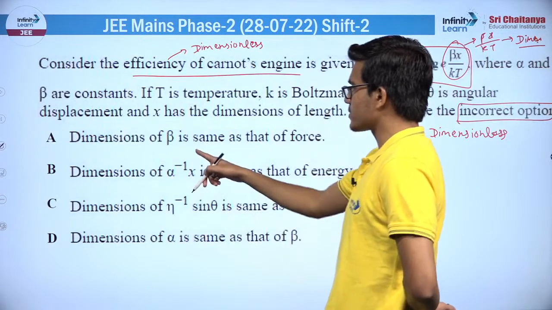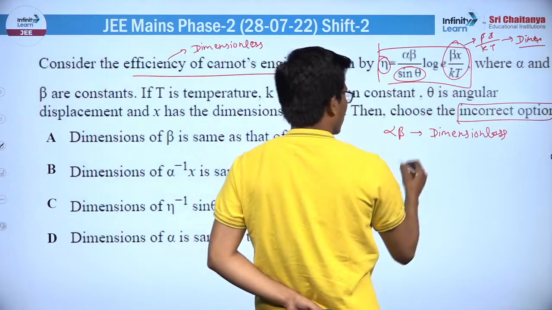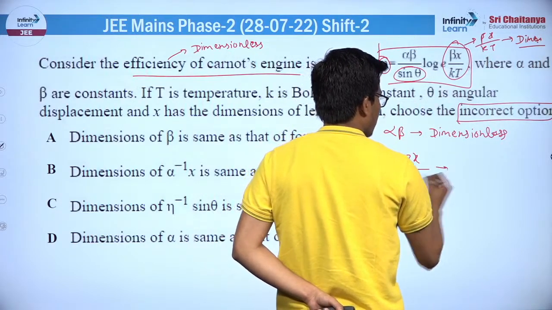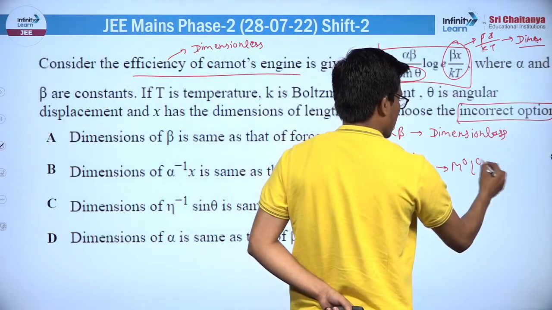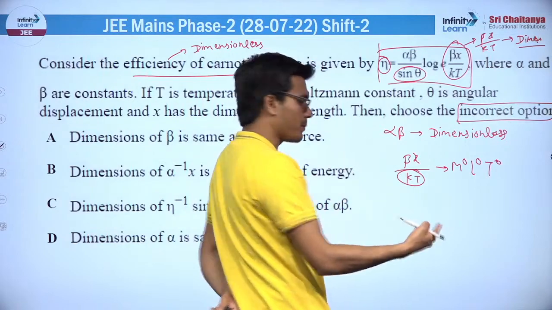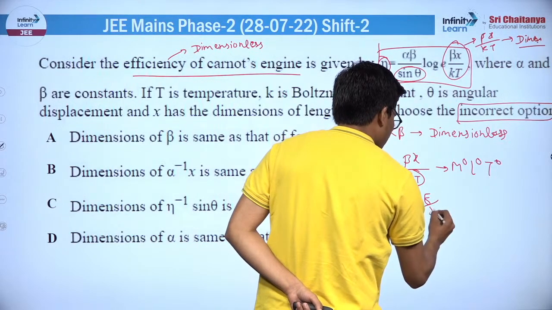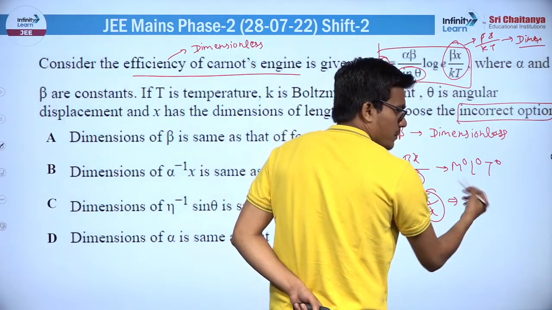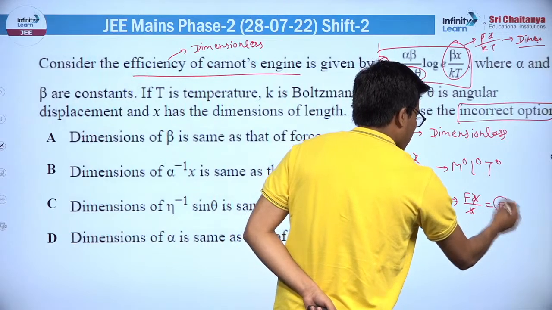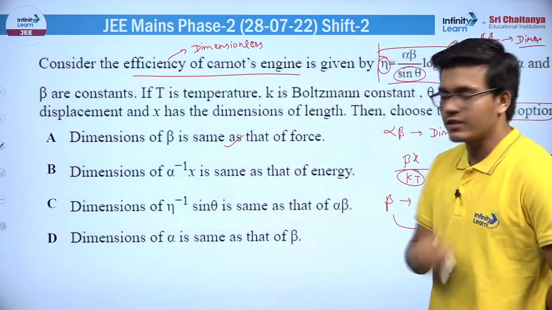So just read the first option. Dimension of beta is same as that of force. Let me find the dimension of beta first. You know that beta x by kt is dimensionless, basically it is M0 L0 T0. kt is Boltzmann constant into the temperature, that is the dimension of energy. So beta dimension will be energy by x, and energy is basically the joule. Joule is force into displacement, so beta will have the dimension of force. So this statement is right, we have to choose the incorrect one.